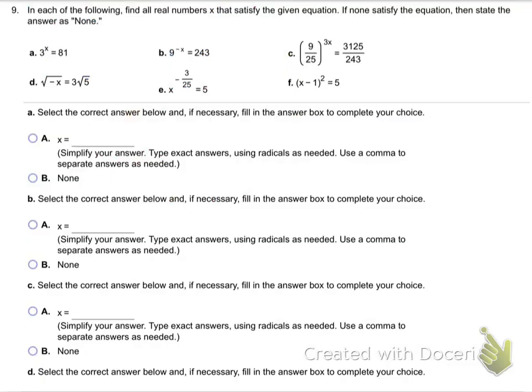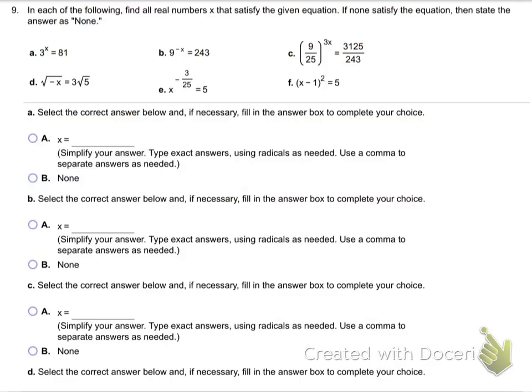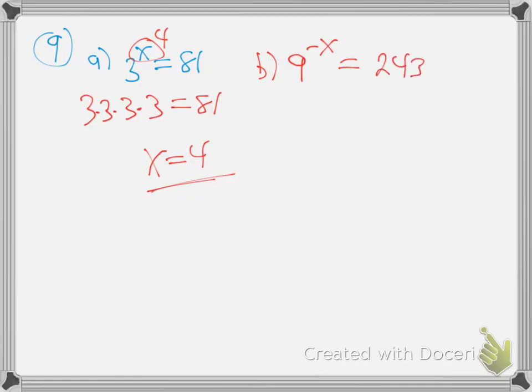We have time for one more. Let's do part B. Yeah, B's tricky. So we go to that one, part B over here. 9 to the minus x is 243. So, how are we going to do that one?